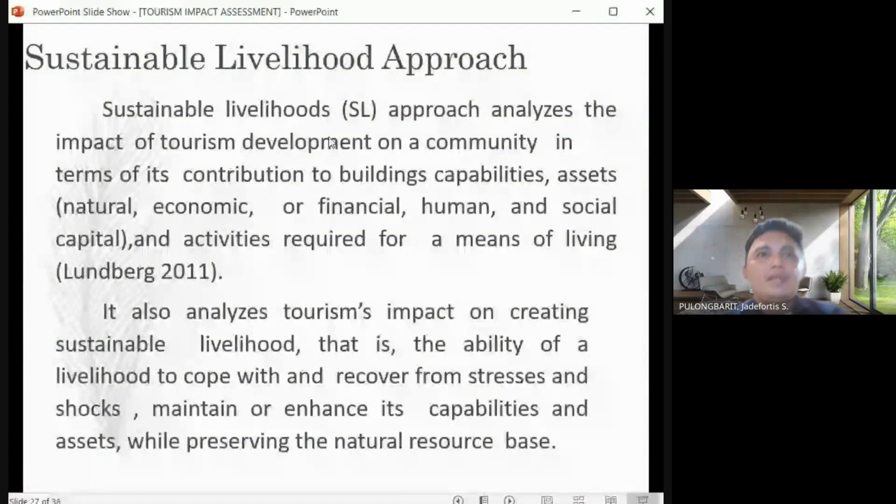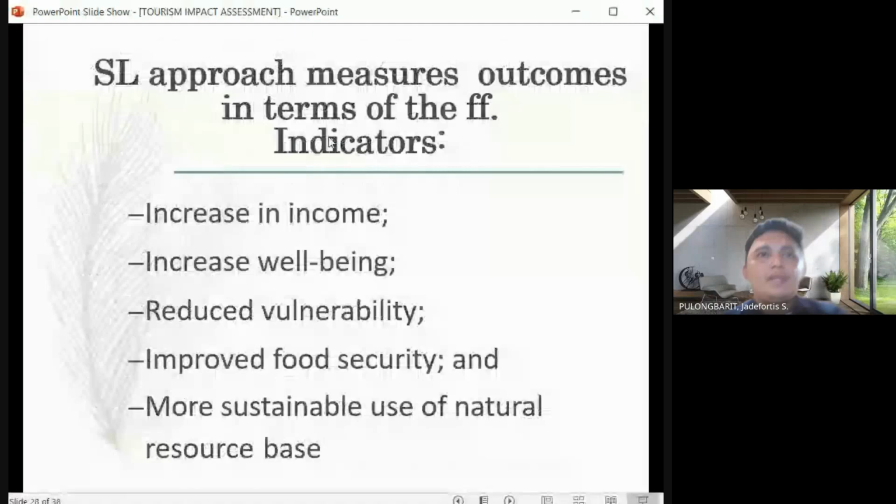So, sustainable livelihood approach measures outcomes in terms of the following indicators: increase in income, increase in well-being, reduced vulnerability, improved food security, and more sustainable use of natural resource base. That is sustainable livelihood approach.